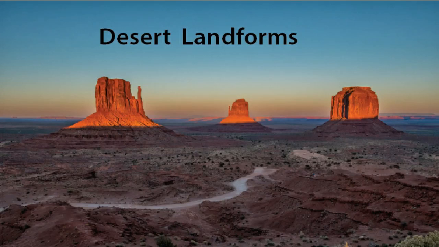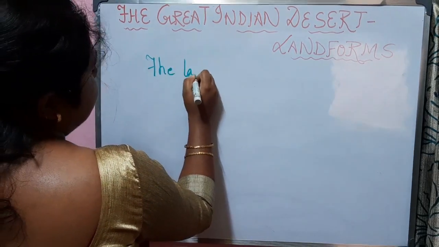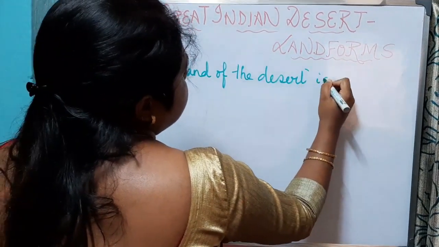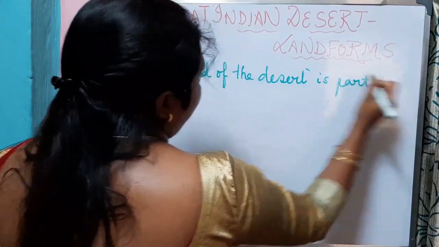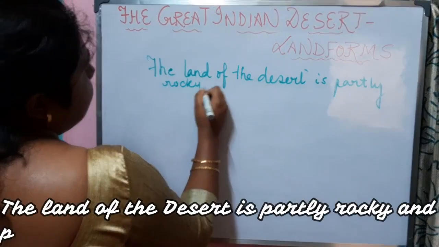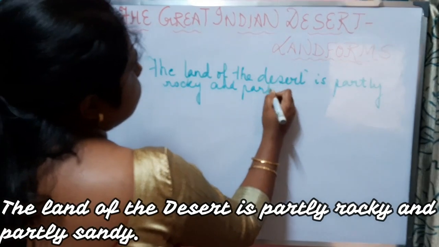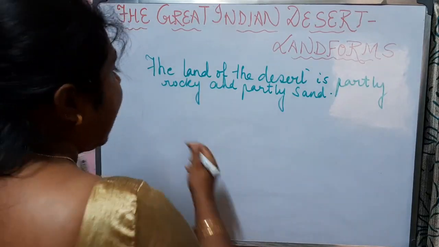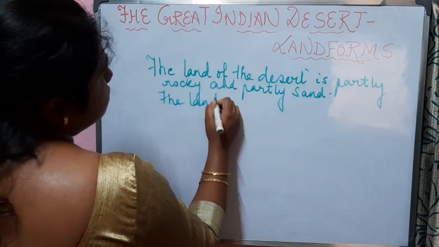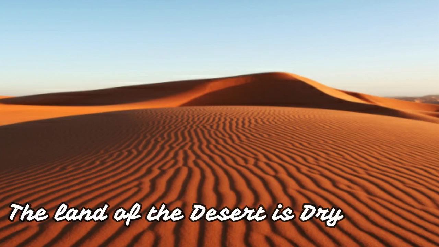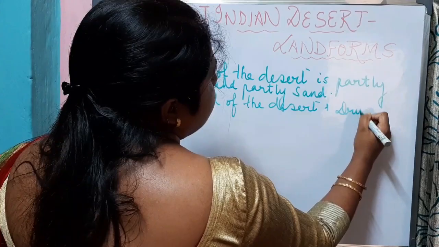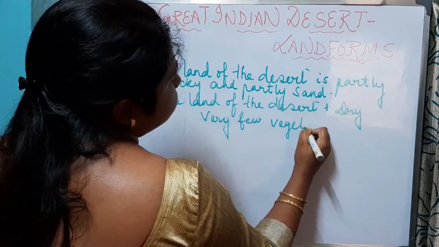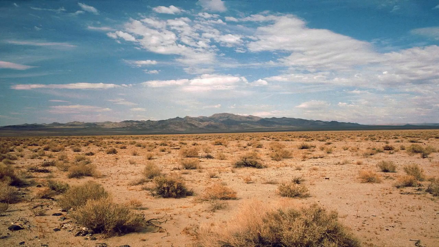Now, let us know about the landform. We know that the land of the desert is partly rocky and partly sandy. We also know that the land of the desert is dry and very little vegetation grows here.